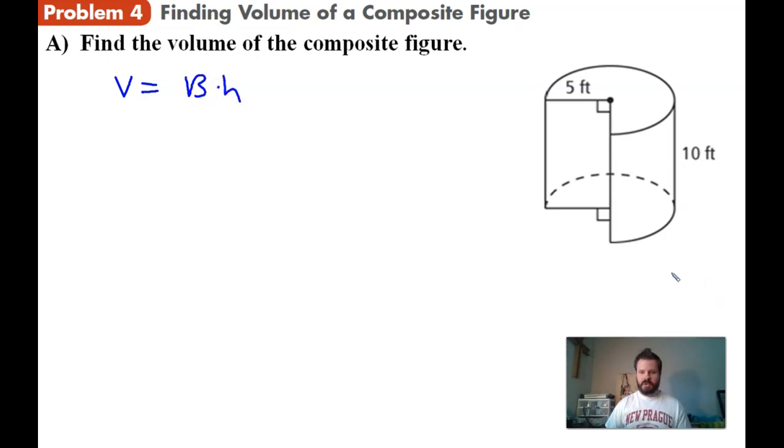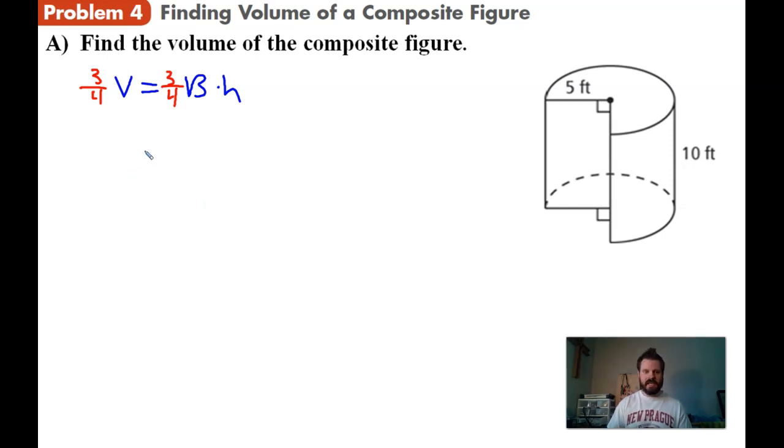Now the trick is that I'm not looking at the full cylinder. What am I looking at? It looks like I'm looking at 3/4 of it. This central angle on this sector would be 270 because I have the 90 here. So 270 over 360 just reduces to 3/4. So if I want 3/4 of the volume, I'm just going to multiply my volume formula by 3/4.